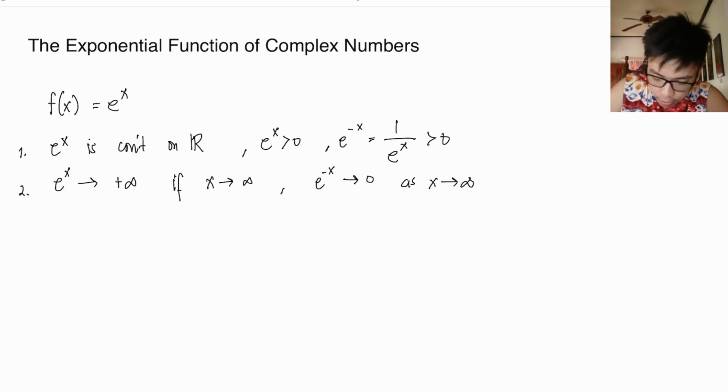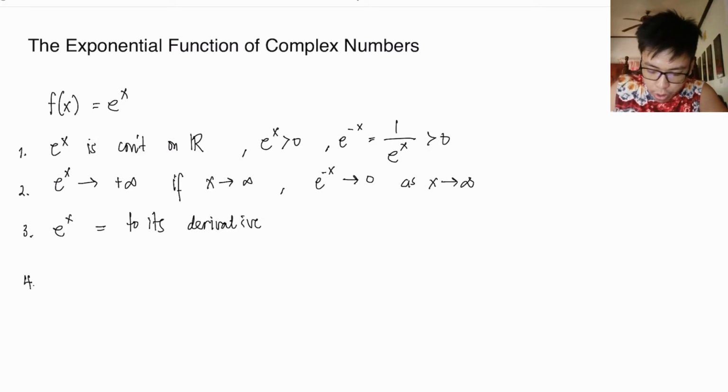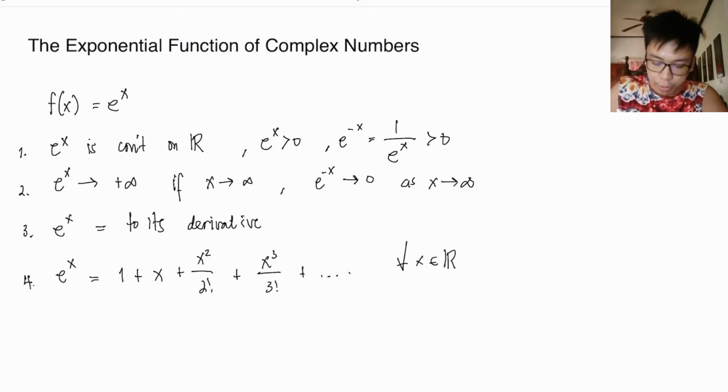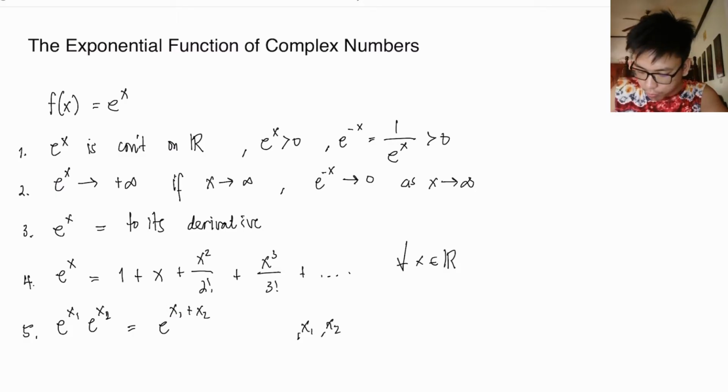Number 3, e to the x is equal to its derivative. Number 4, e to the x has the power series 1 plus x plus x squared over 2 factorial plus x cubed over 3 factorial plus and so on, for every x in R. And number 5, if x1 and x2 are elements of the real numbers, then e to the x1 times e to the x2 is simply the same as e to the x1 plus x2.